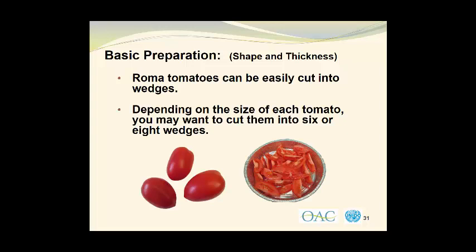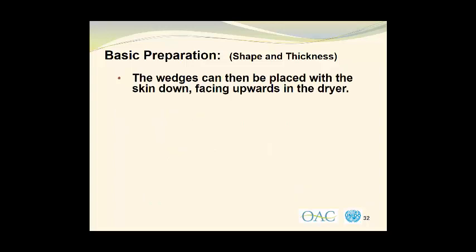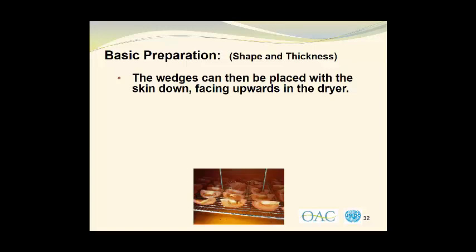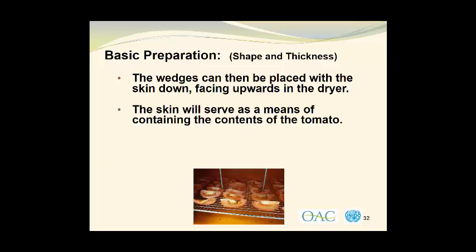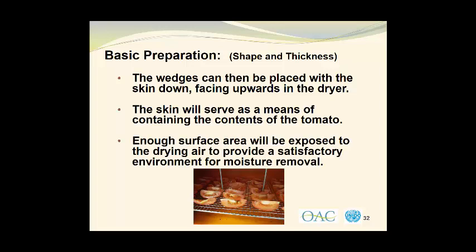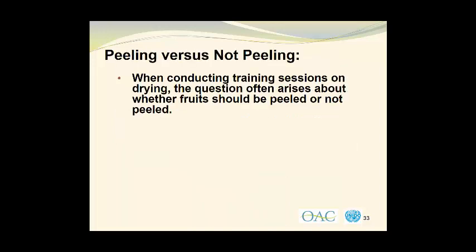Depending on the size of each tomato, you may want to cut them into 6 or 8 wedges. The wedges can then be placed with the skin down facing upwards in the dryer as shown in this photograph. The skin will serve as a means of containing the contents of the tomato while enough surface area will be exposed to the drying air to provide a satisfactory environment for moisture removal.